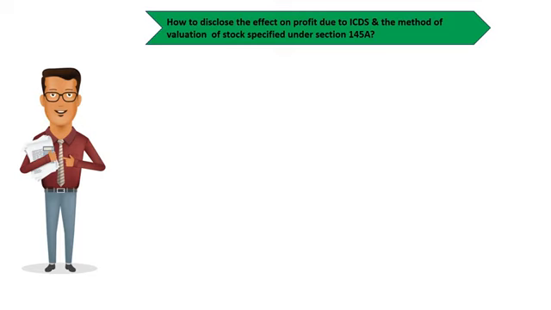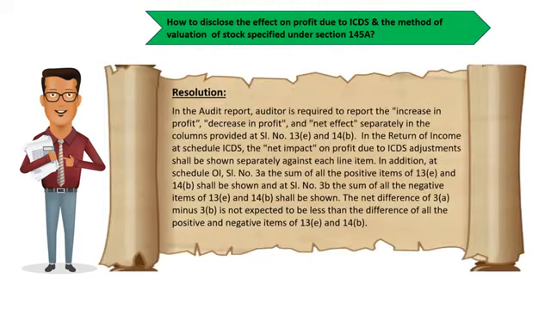Another question is how to disclose the effect on profit due to ICDS and the method of valuation of stock specified under Section 145A. In the audit report, auditor is required to report the increase in profit or decrease in profit and net effects separately in columns provided at serial number 13E and 14B. In the return of income at Schedule ICDS, the net impact on profit due to ICDS adjustments shall be shown separately against each line item.